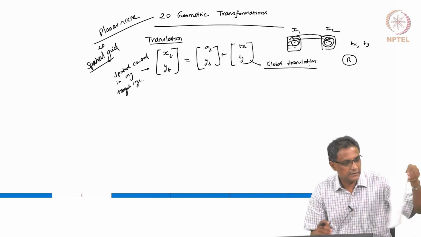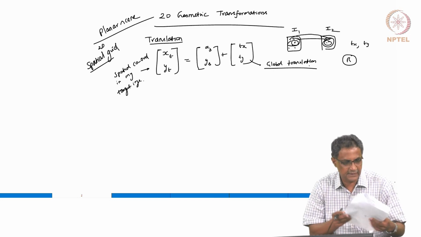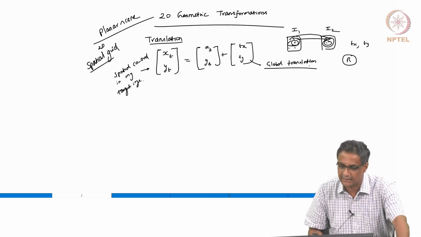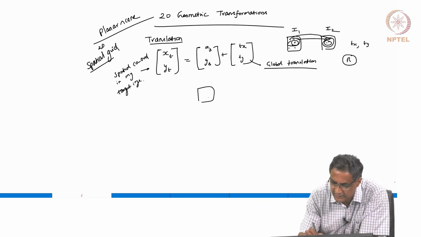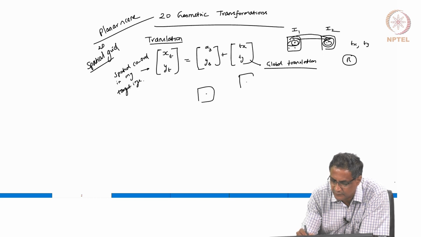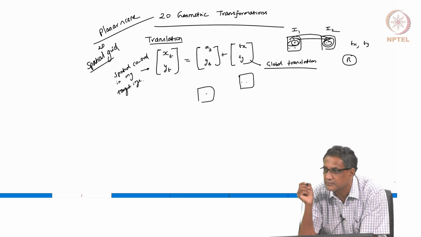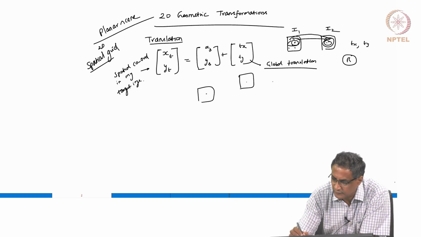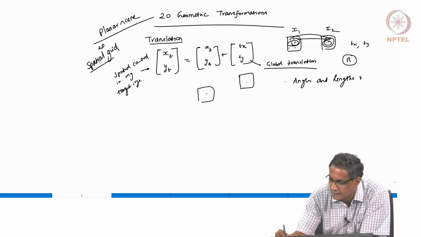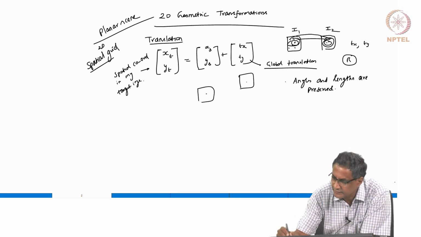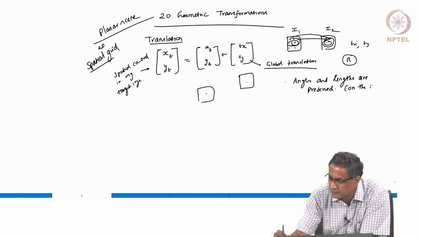Now if you have a situation like this, what things remain intact? It simply means that I have an image like this, and if you do a translation, ideally the size and everything should remain the same. It moves there. That's what we mean by a simple translation. So in this case, angles and lengths are preserved, they remain intact. Everything I say is on the image plane.